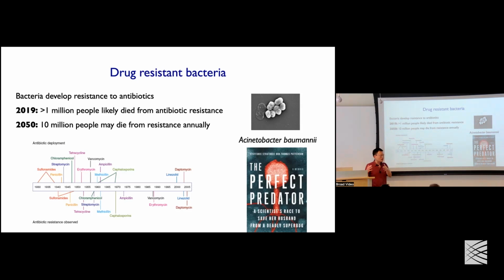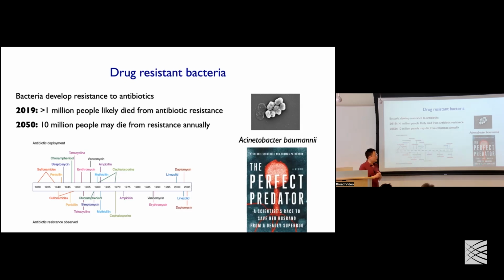So it's really an arms race between new drug discovery and pathogens. And it's an arms race that we're currently losing because we're not actually producing many novel drugs. As a consequence, you have bacteria like the one shown here, Acinetobacter baumannii, which is considered by experts to be the perfect predator because it has developed resistance to many of the existing antibiotics that we have.